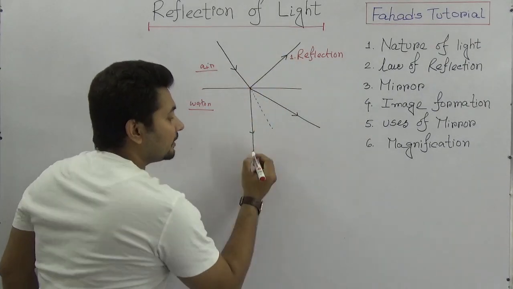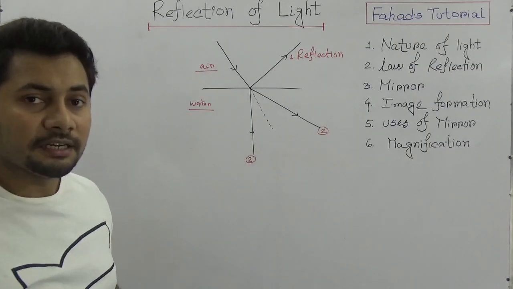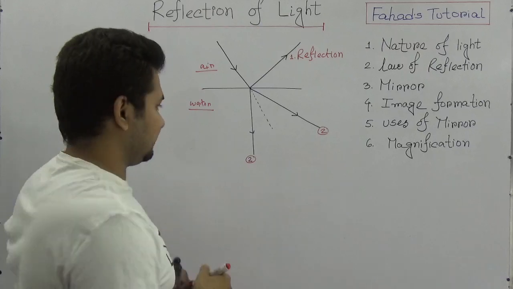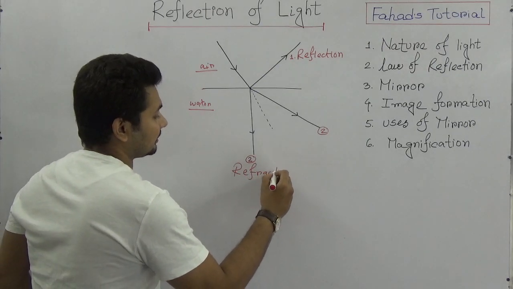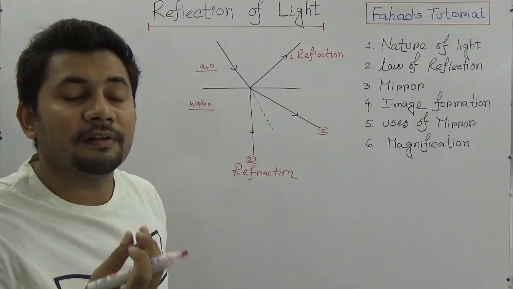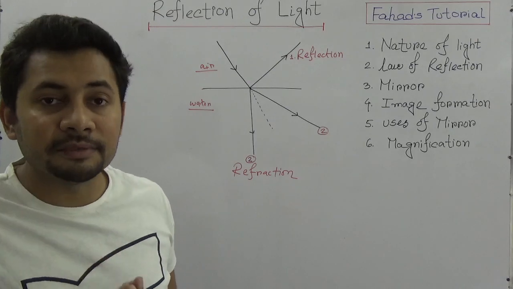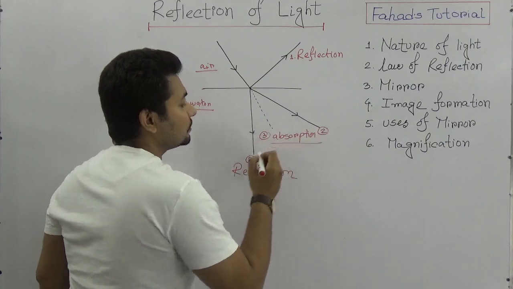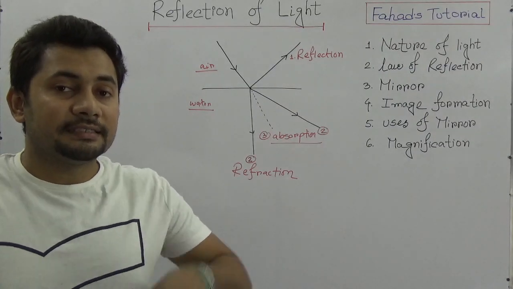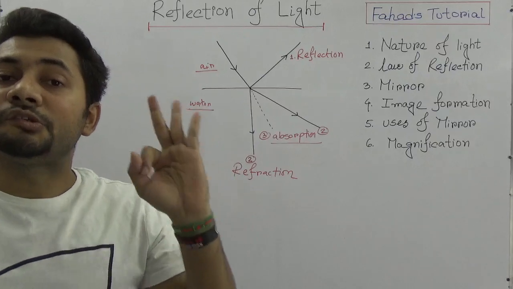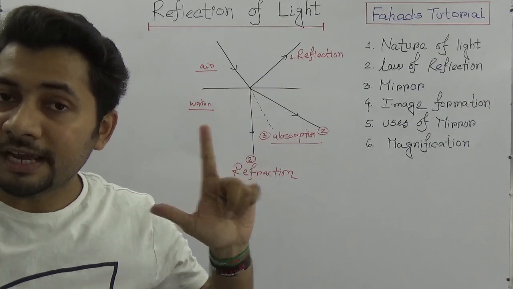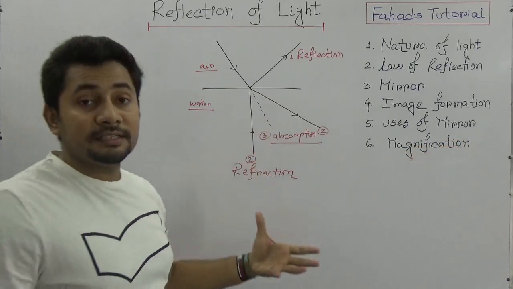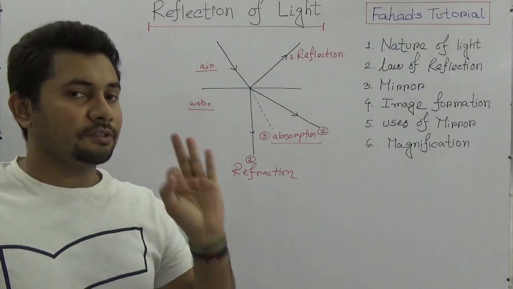Number one is reflection. Number two, which can happen in both cases, is that light can diverge from its own path. That is called refraction. And some portion of the light may be absorbed by the second medium, and that is the third phenomenon, called absorption. Simply, when light falls on a different medium, three phenomena can happen: reflection, refraction, and absorption. In this video and the next reflection chapters, we will only talk about reflection.